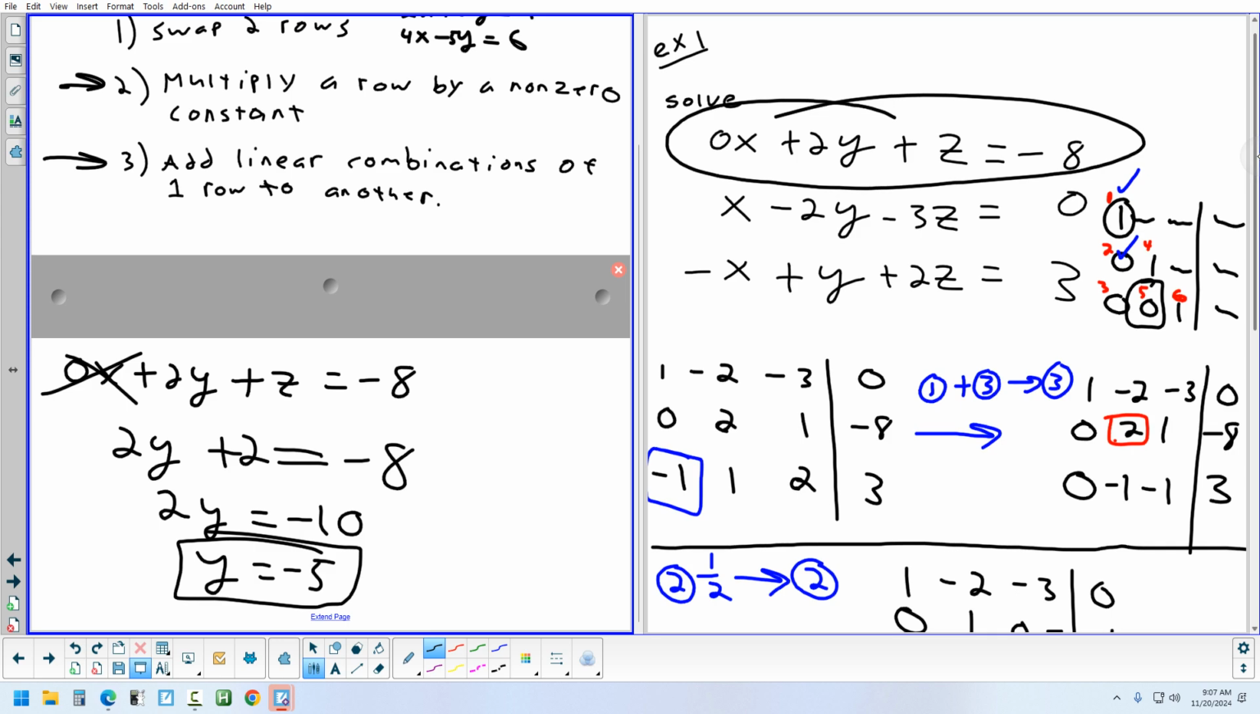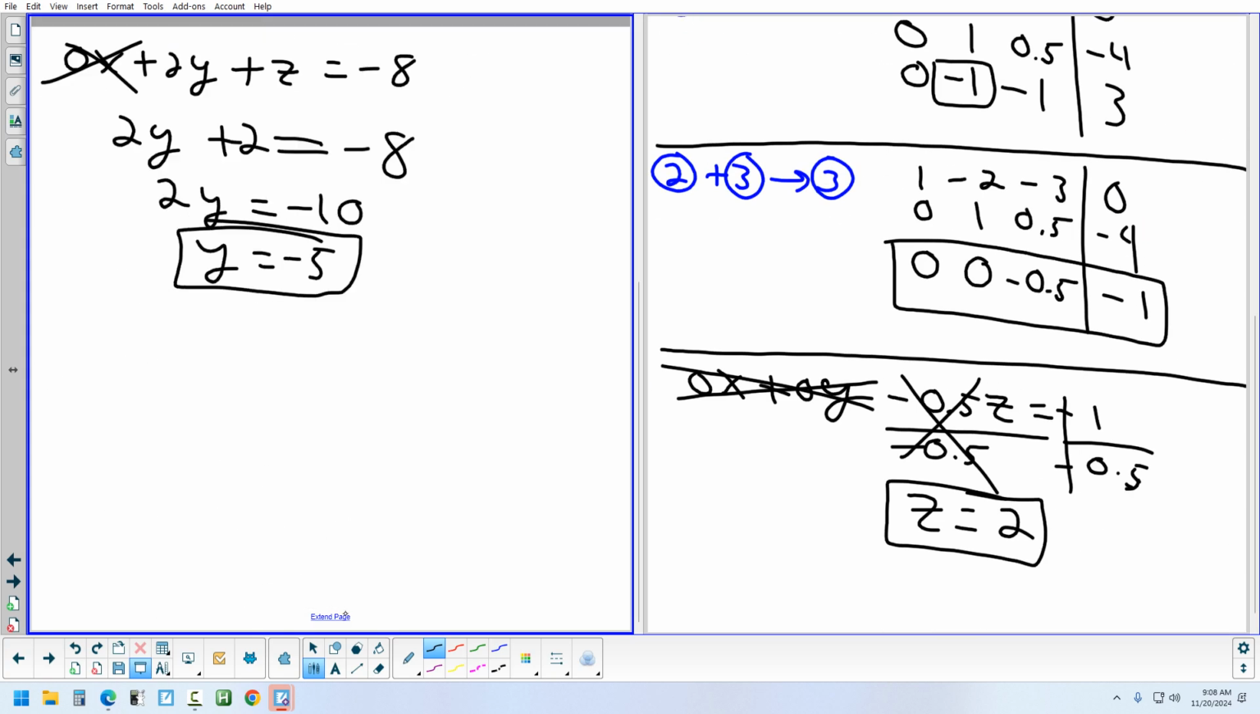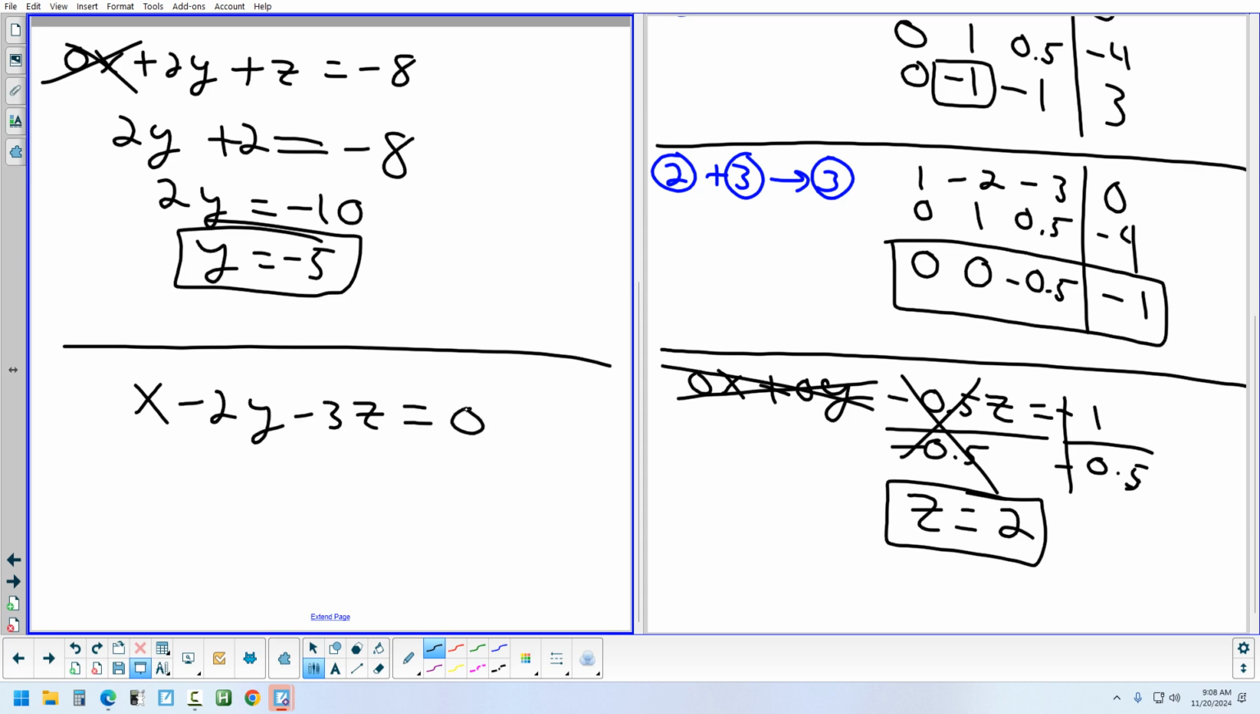All right, so now we're going to pick whichever one looks the easiest. You can't pick the top one because the top one doesn't have any x's. The second one, x minus 2y minus 3z, I think that was equal to 0. Okay, so x we don't know. What do we get for y? -5. And what do we get for z? 2.